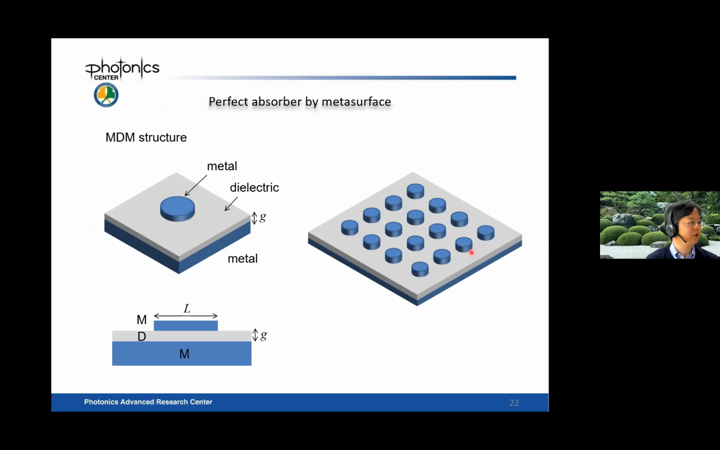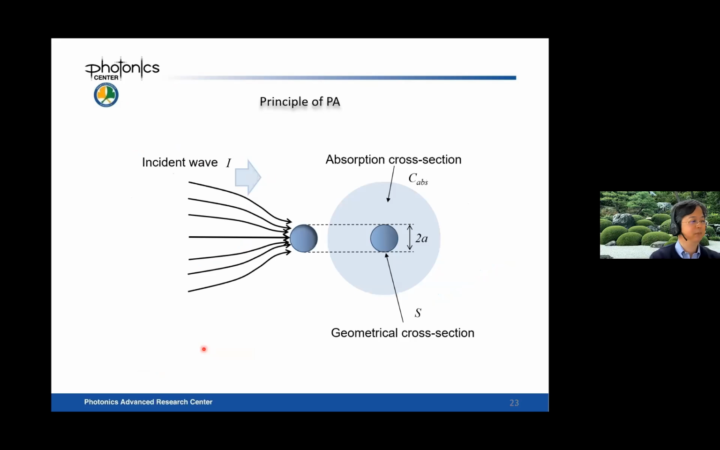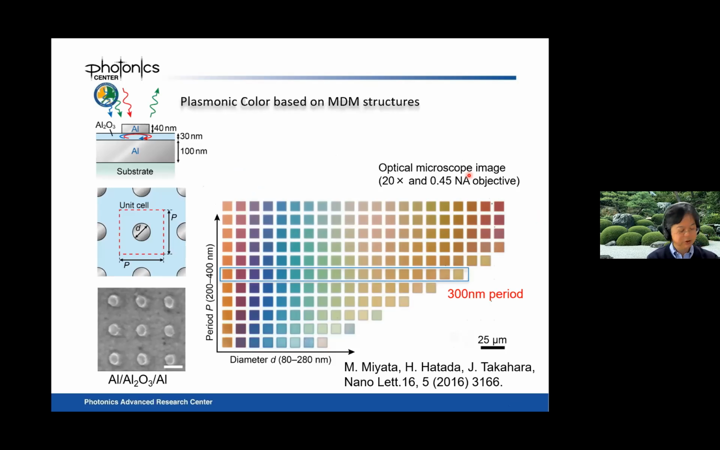By using this kind of plasmonic nanostructure, we can realize a perfect absorber, as shown here. The structure is very simple, and this is called the MDM structure, a sandwiched structure: metal, dielectric, metal. Very simple. This structure acts as a perfect absorber. The incident wave is all absorbed, like a black hole, into the particle itself. So the cross section is greater than the geometrical cross section of the nanoparticle. This is a very large enhancement of the absorption cross section. And this is an application of the perfect absorber.